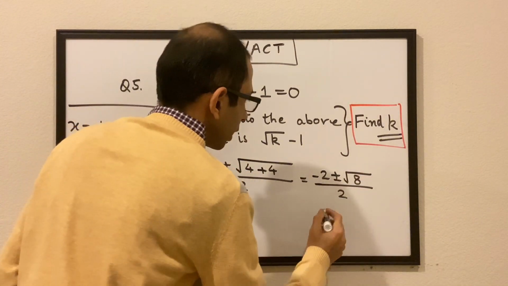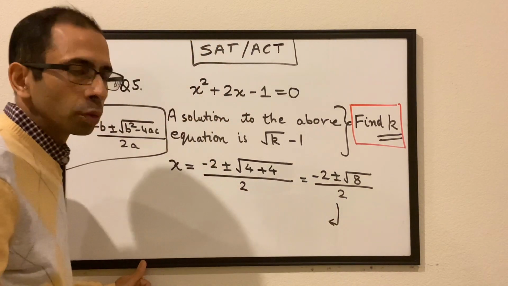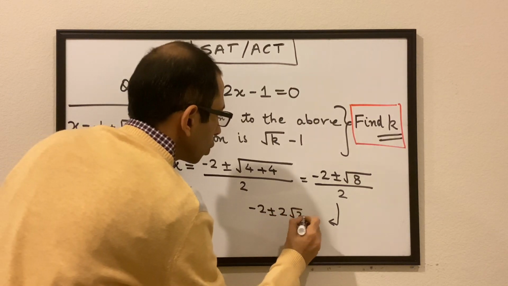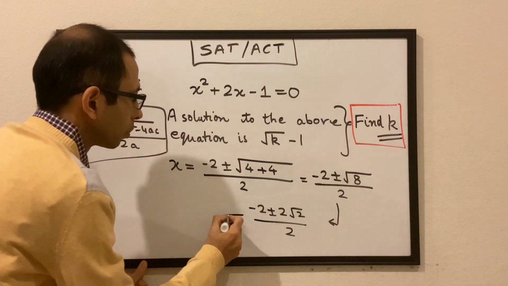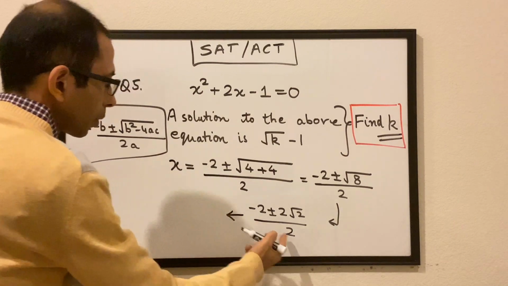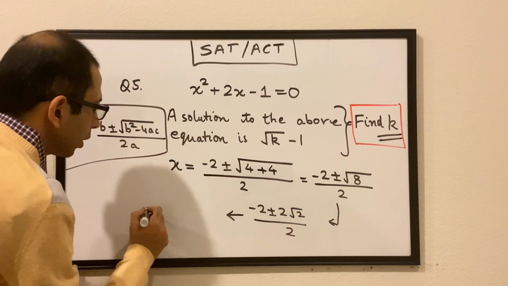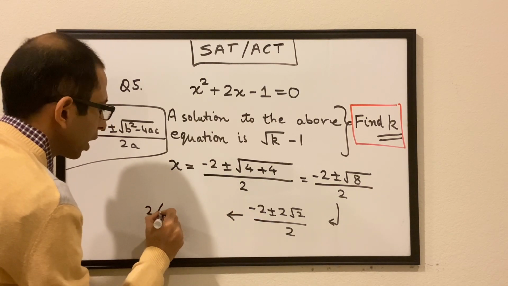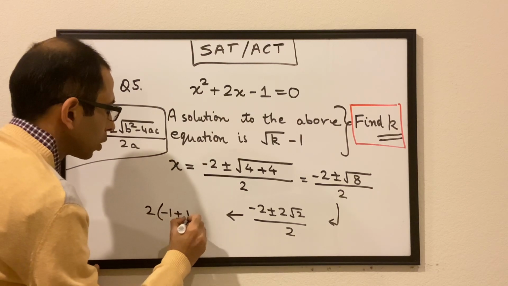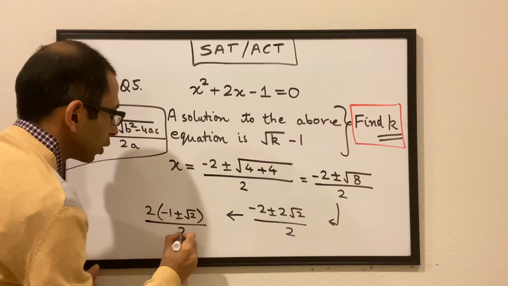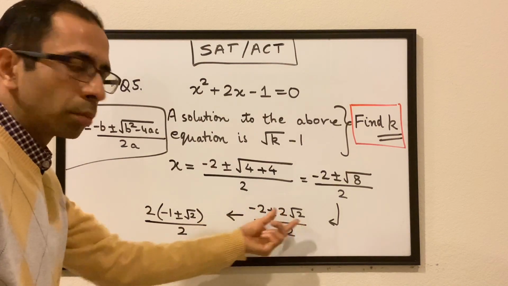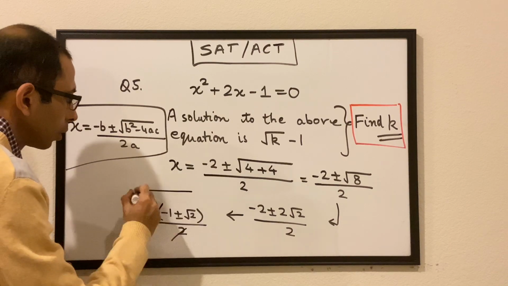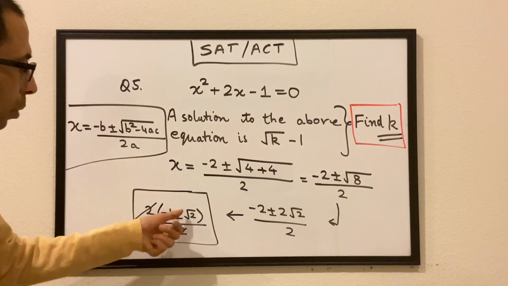Now square root of 8 we can simplify as 2 root 2. So it will eventually become minus 2 plus minus 2 root 2 divided by 2. And we can break it up and we can take 2 common from the numerator. So we get minus 1 plus minus root 2 divided by 2. Right, I'm taking 2 common here from the numerator and then I cancel this 2 and 2. So finally, these are the two solutions, right? Minus 1 plus minus root 2.